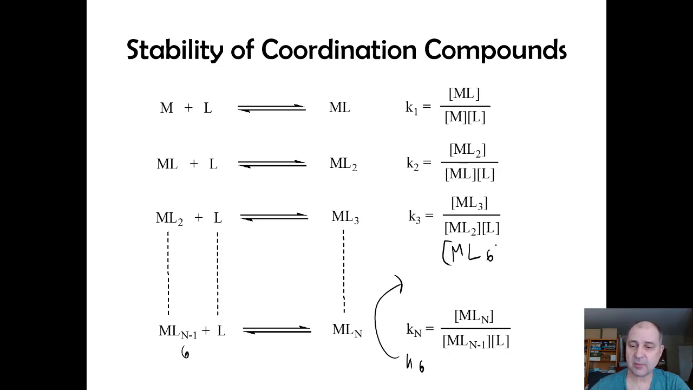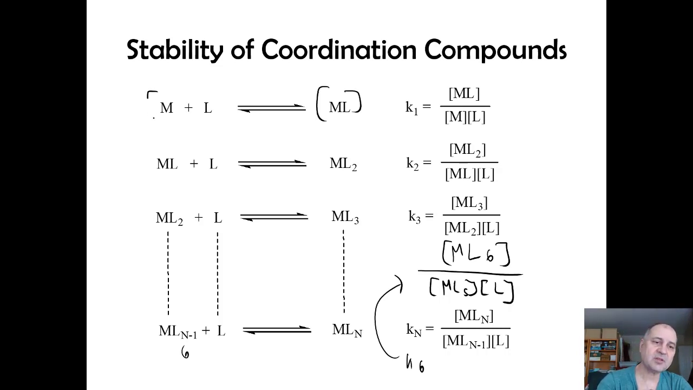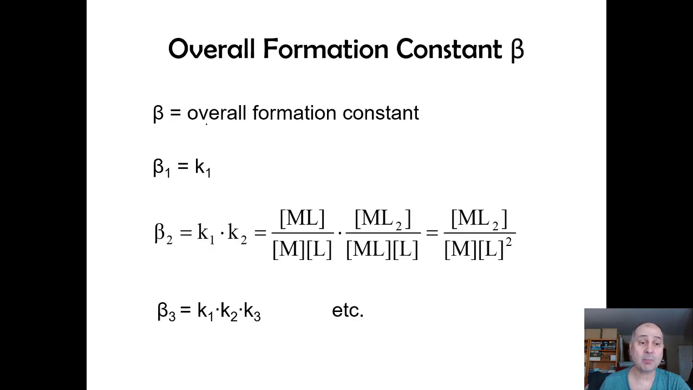the concentration of ML6, divided by the concentration of ML5 times the concentration of L, right? It's just the concentration of the products divided by the concentration of the reactants. We can also look at an overall formation constant, but we don't call those Ks, we call them betas.